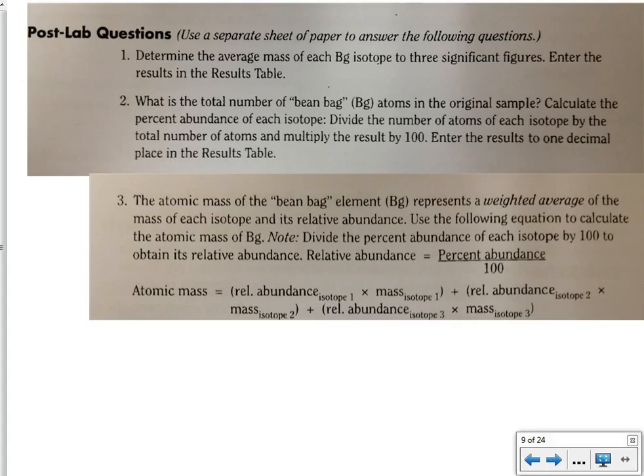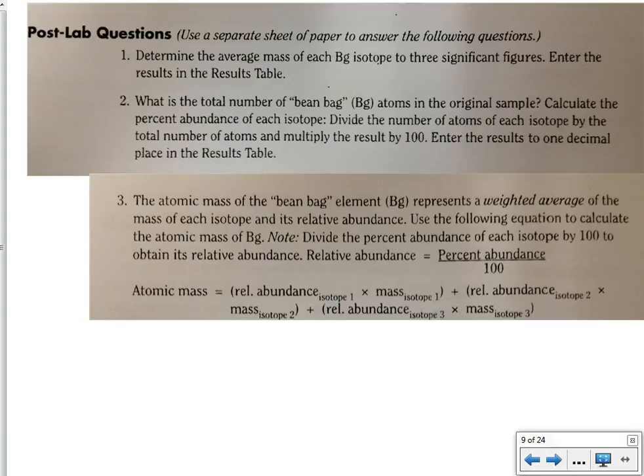Postlab question number 2 says, what is the total number of beanbag atoms in the original sample? Calculate the percent abundance of each isotope. We're going to divide the number of atoms of each isotope by the total number of atoms and multiply the result by 100. Enter the results to 1 decimal place in the results table.